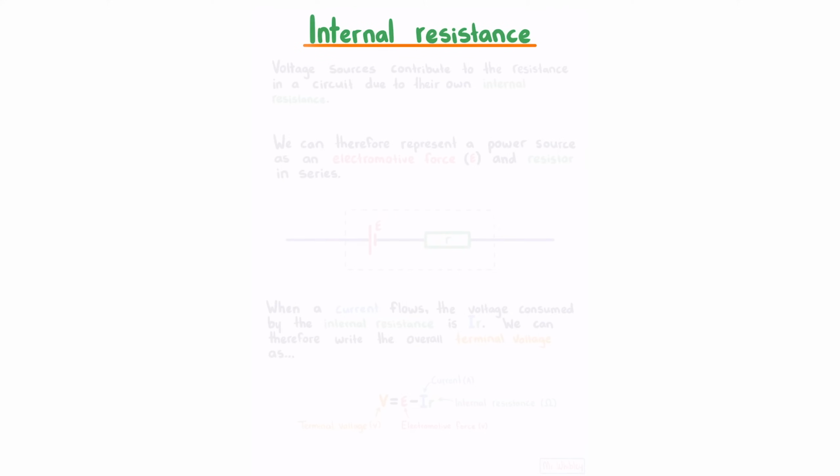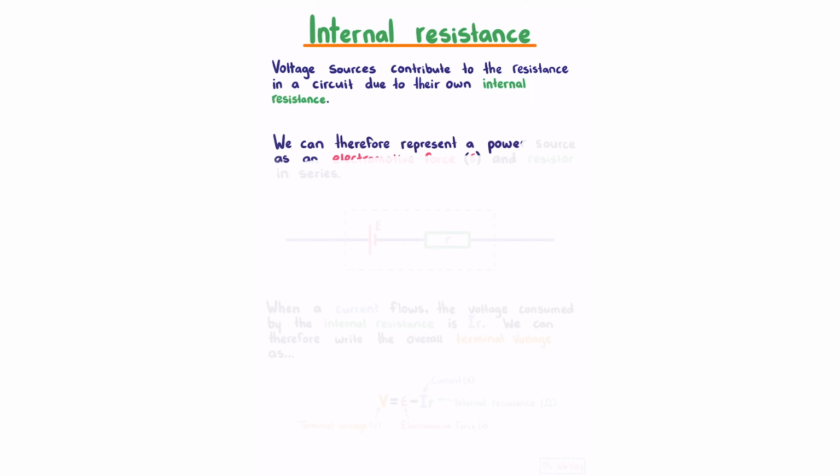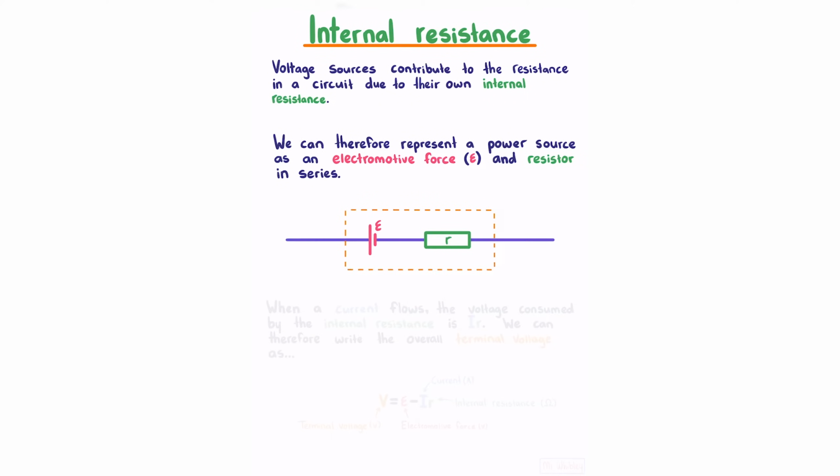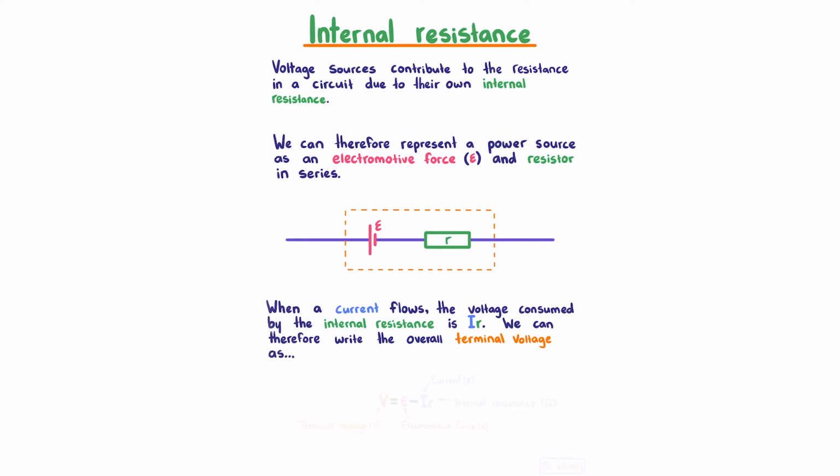Internal resistance. Voltage sources contribute to the resistance in a circuit due to their own internal resistance. We can therefore represent a power source as an electromotive force, symbolized by epsilon, and resistor in series. When a current flows, the voltage consumed by the internal resistance is IR. Recalling that Ohm's law tells us V equals IR, we can therefore write the overall terminal voltage as this equation here. Our terminal voltage is the electromotive force minus the voltage subtracted by the internal resistance, which is IR.